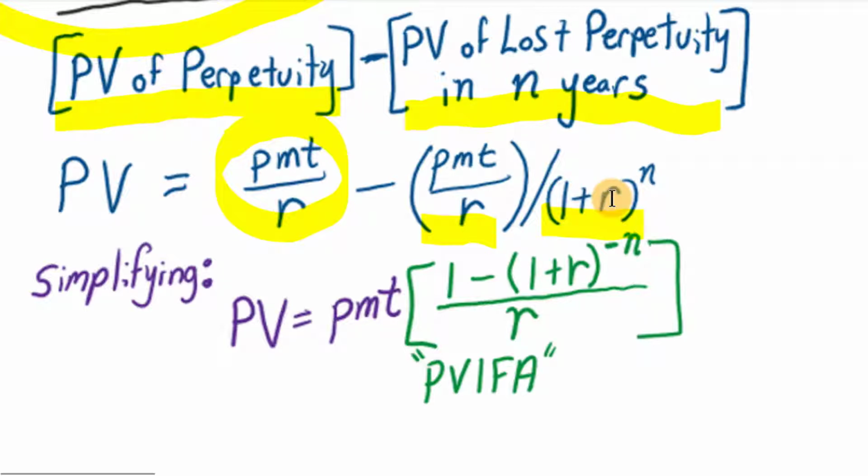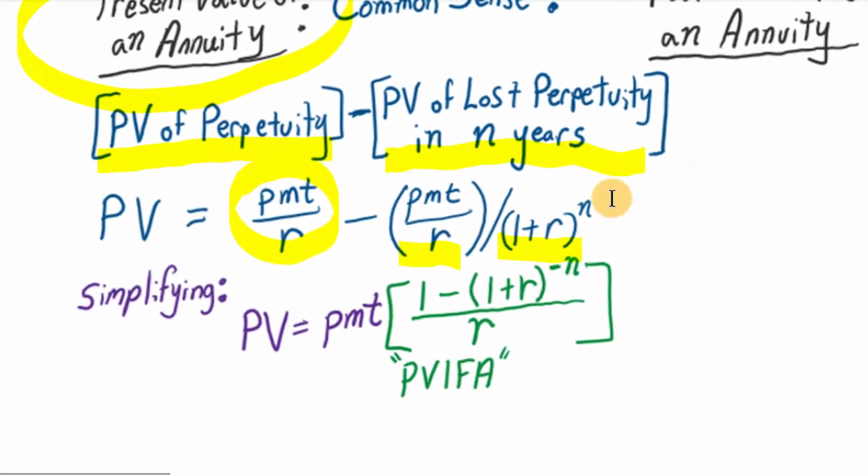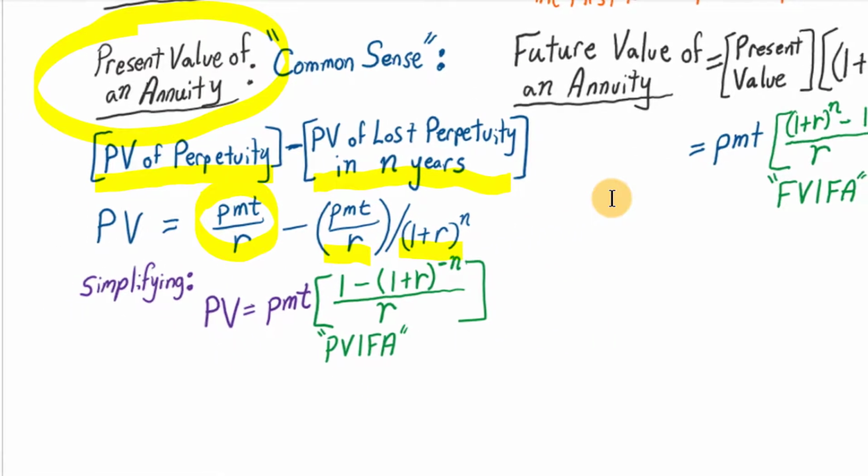So bonds and mortgage payments are really just annuities, and bonds are just annuities with another payment that you receive in the future. So let's start off talking about bonds.